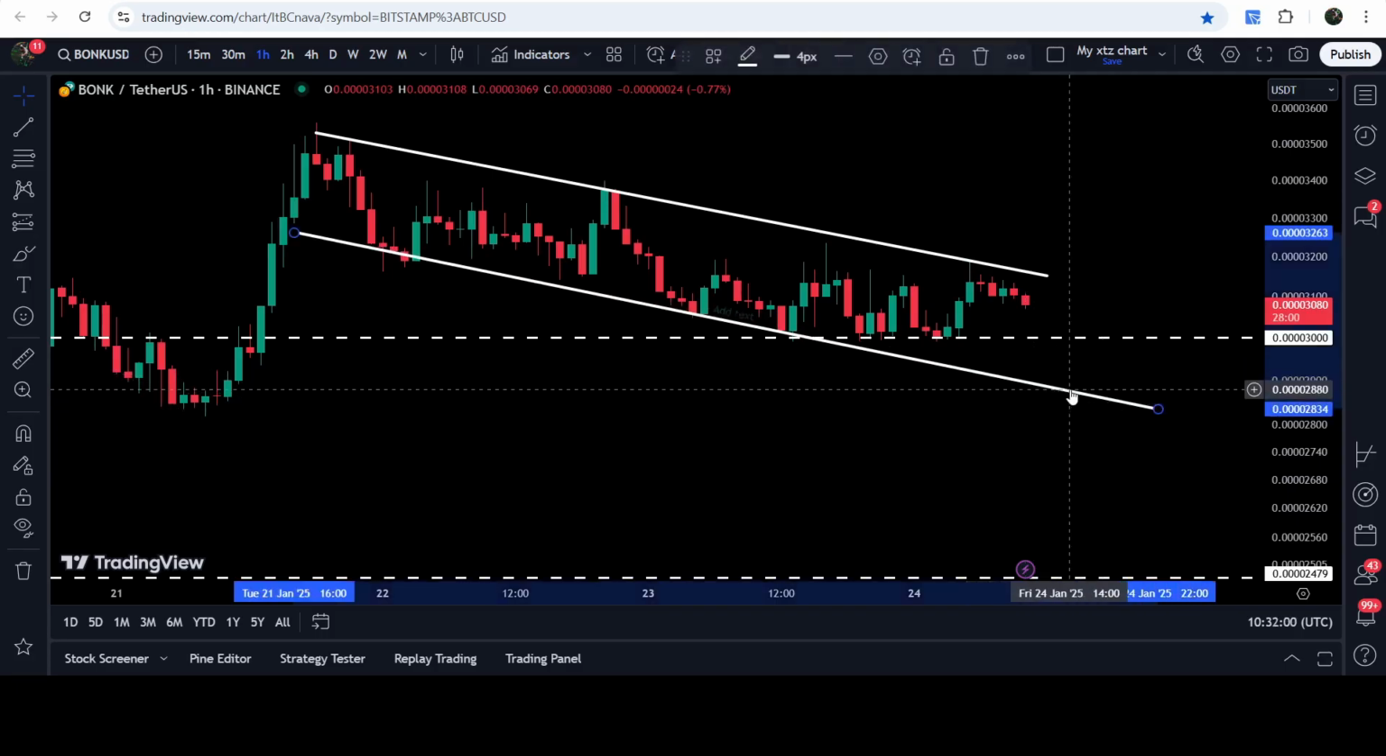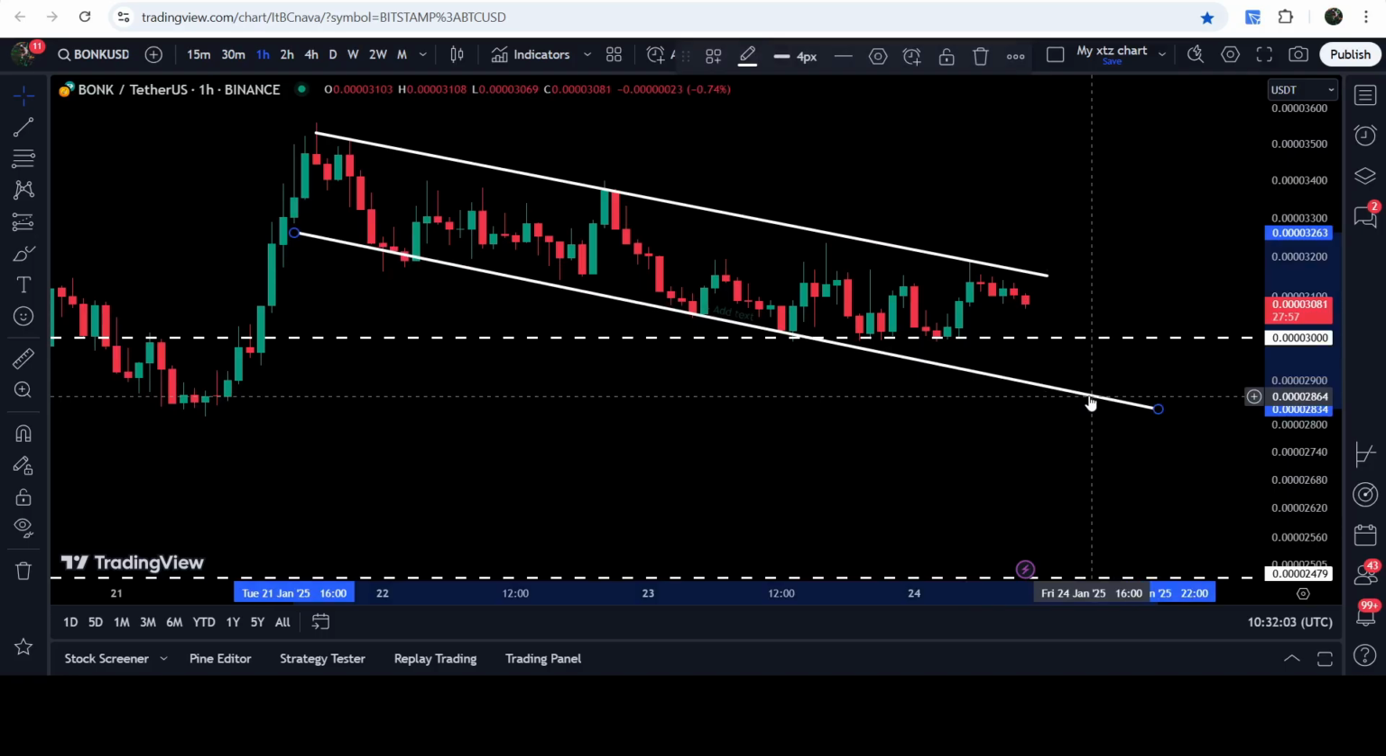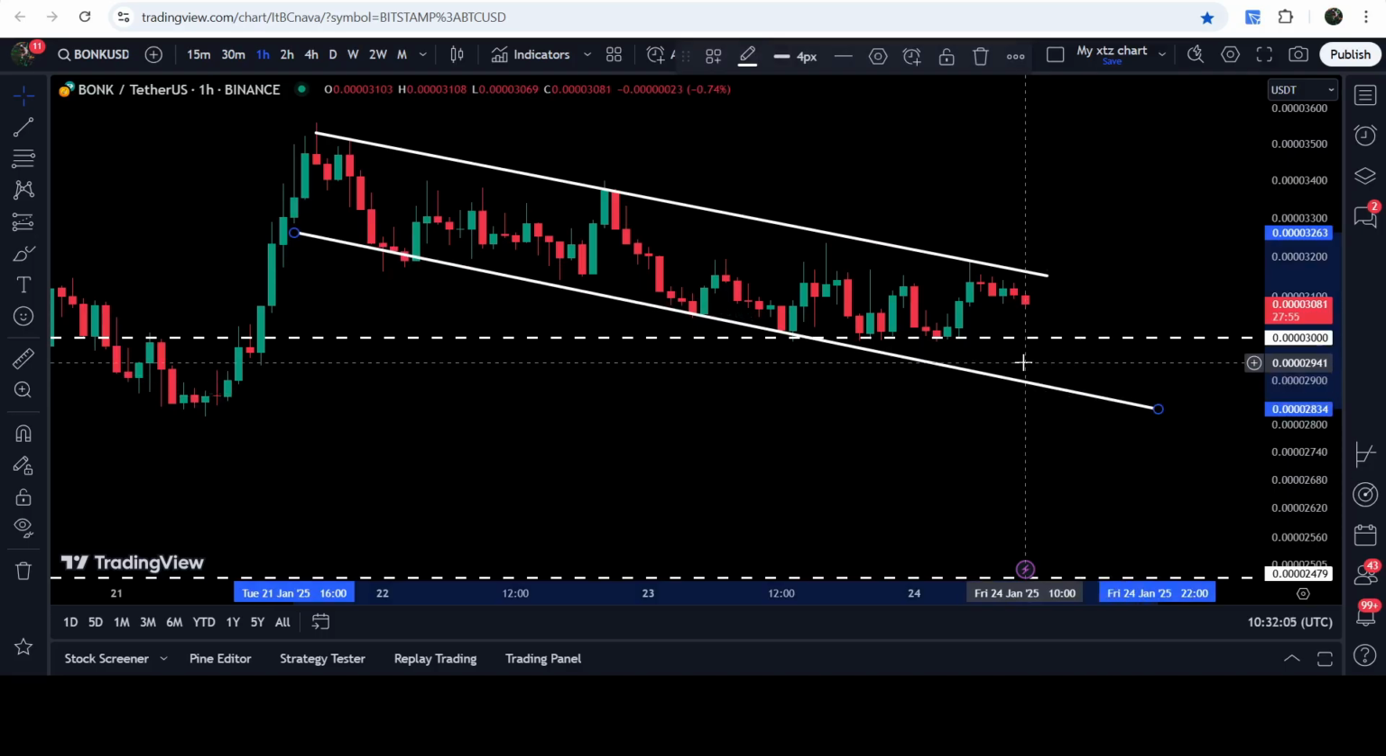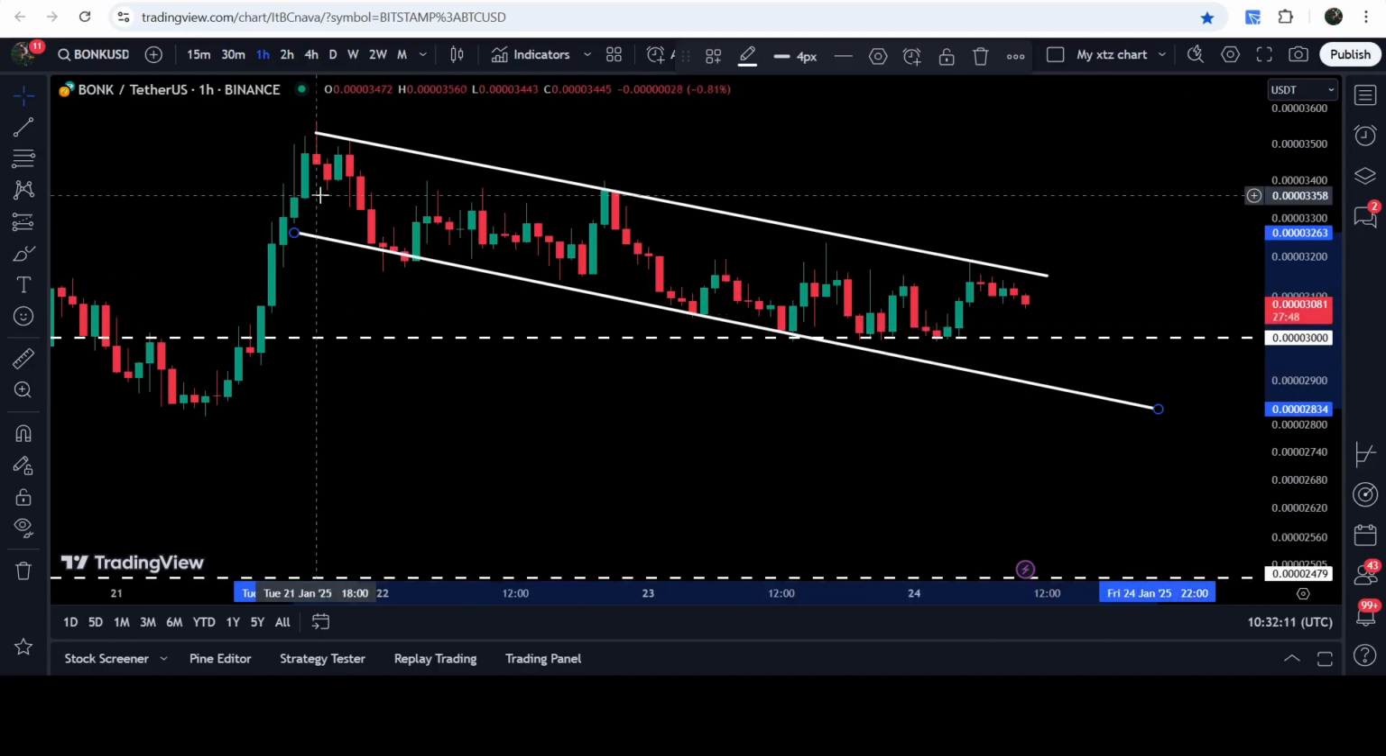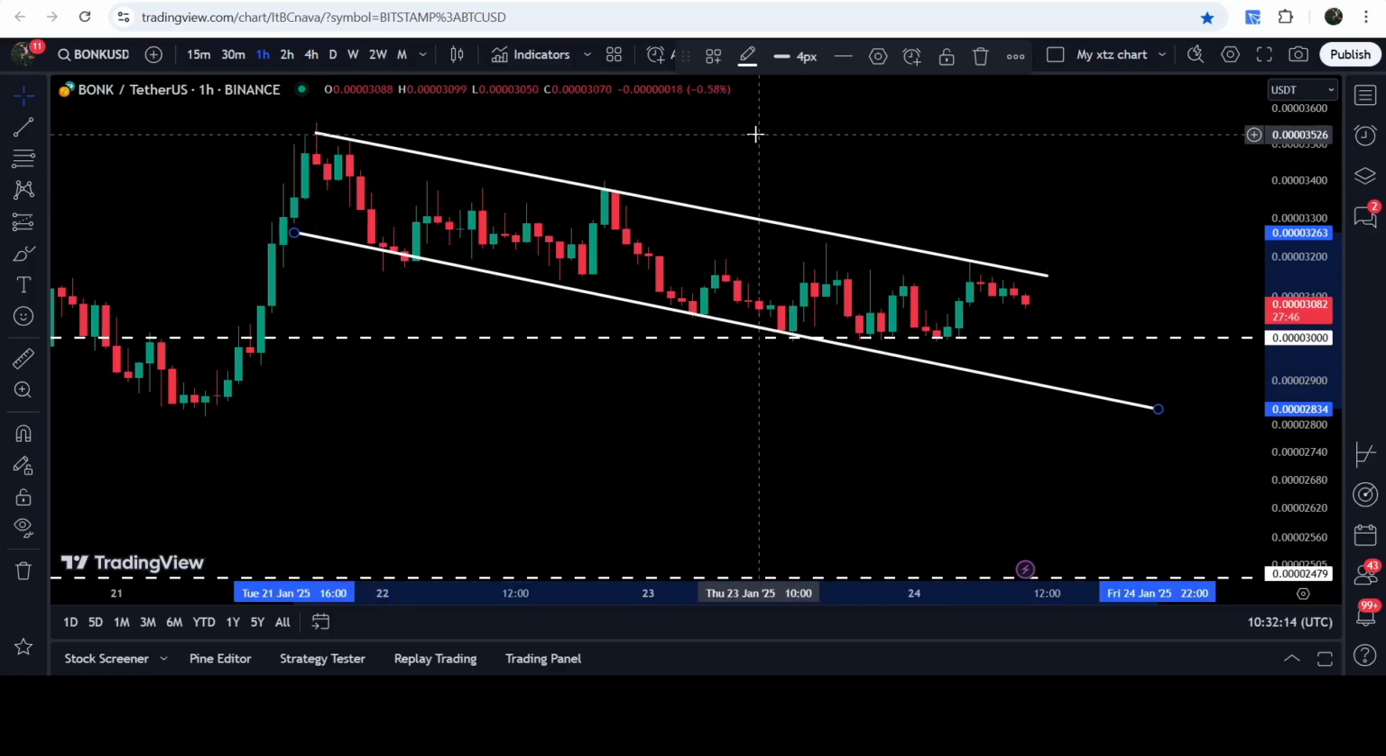Then we had another bounce here, rejection, and now if this time the price hits the support, it can hit the support somewhere here, approximately at $0.0000286. But before that, we will need to break down this long-term support of $0.00003. That will be quite difficult. However, if the price breaks out of the resistance of the channel, then the technical target will be here at the top of the channel at $0.0003538.